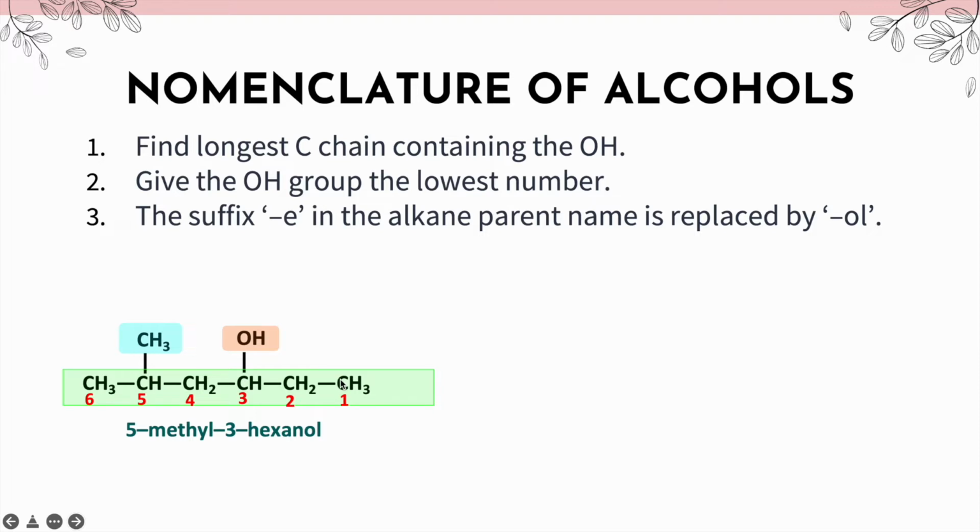So we start counting the carbon from the right: 1, 2, 3. If we start counting from the left, this carbon will become carbon number 4. We need to give the lowest number, so that's why we start counting with carbon number 1 from the right.